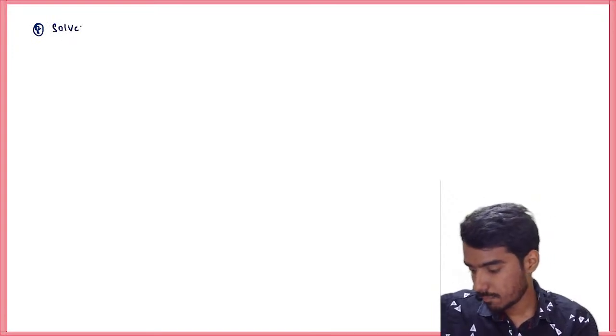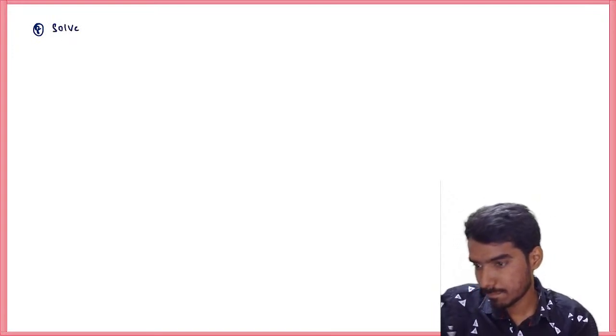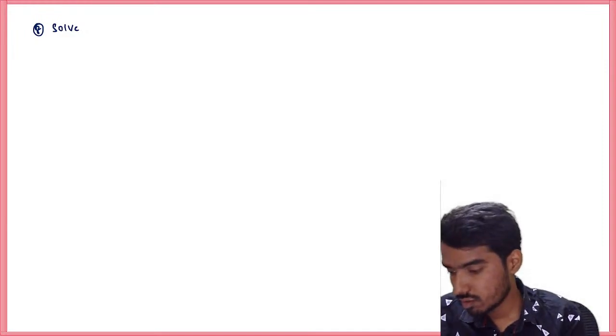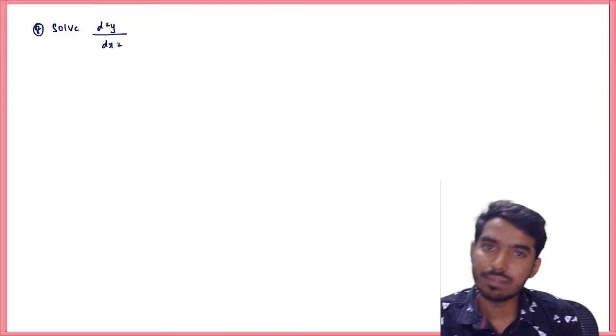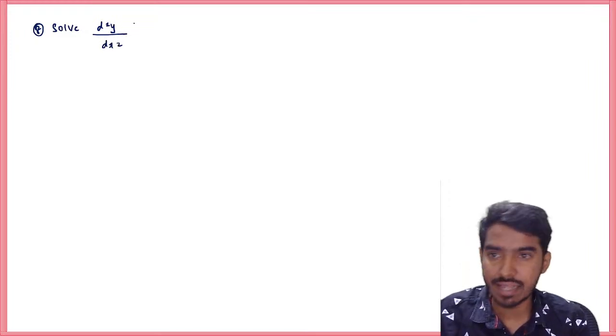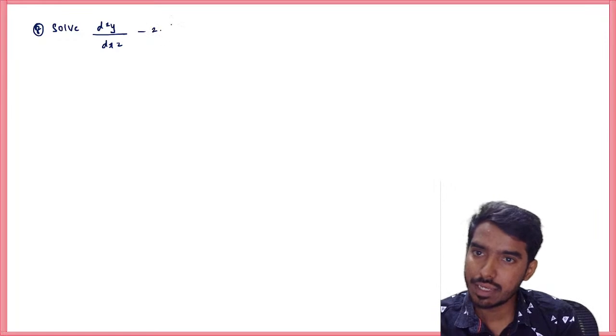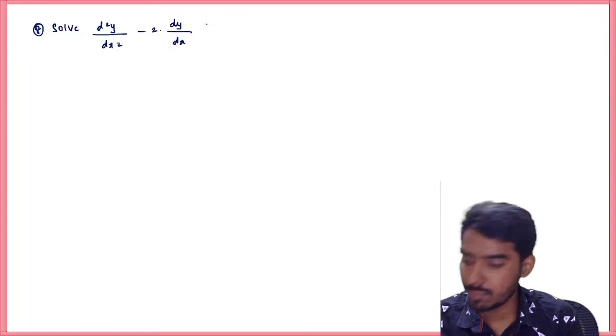So solve d square y. See, I'm going to do this problem. The similar problem I'm going to do next problem. I'm going to give it as exercise, the 9th problem. d square y by dx square minus 2 times dy by dx is equal to e power x sin x.